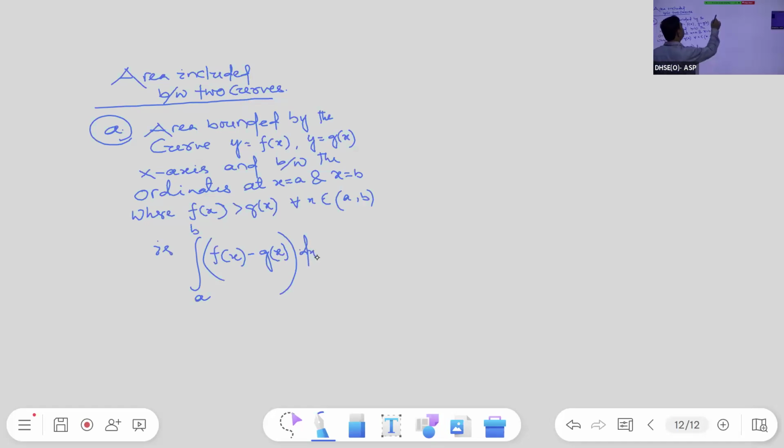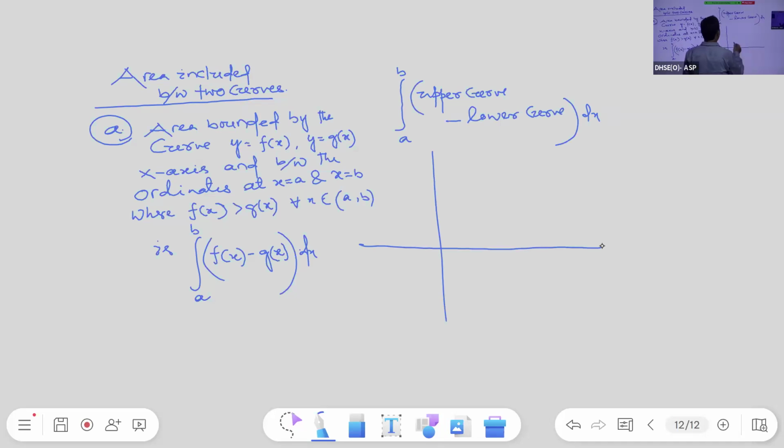That is integral a to b upper curve minus lower curve dx. Area bounded by the curve y is equal to f of x, y is equal to g of x.